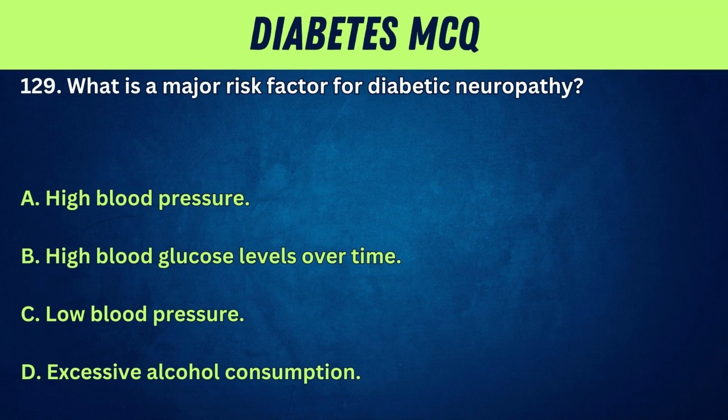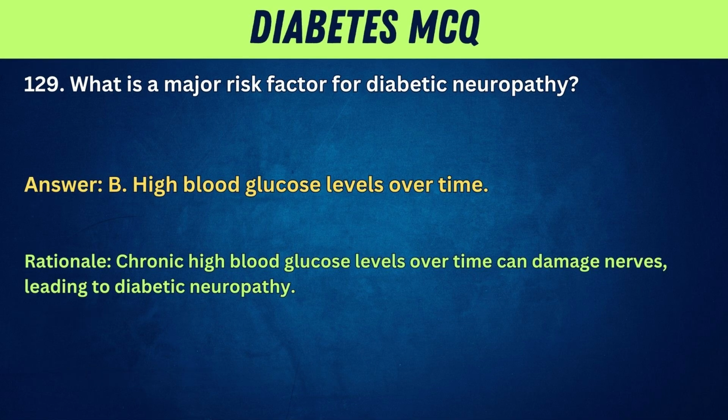129. What is a major risk factor for diabetic neuropathy? A. High blood pressure. B. High blood glucose levels over time. C. Low blood pressure. D. Excessive alcohol consumption. Answer: B. High blood glucose levels over time. Rationale: Chronic high blood glucose levels over time can damage nerves, leading to diabetic neuropathy.